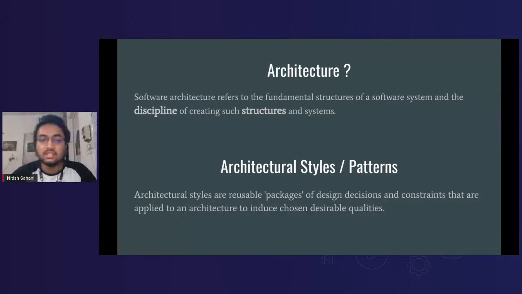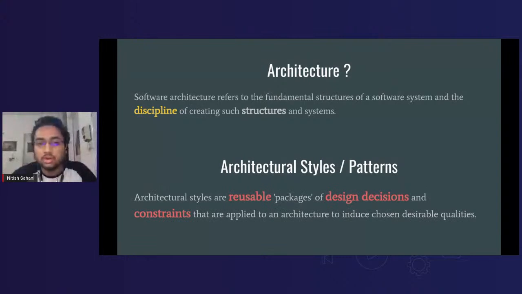So the definition says that architecture styles are reusable packages of design decisions and constraints. They are reusable packages of design decisions and constraints that are applied to an architecture to induce chosen desirable qualities. Like, a difficult definition to understand. Let's zoom it out and see it properly.